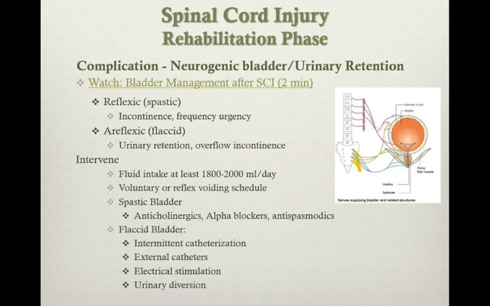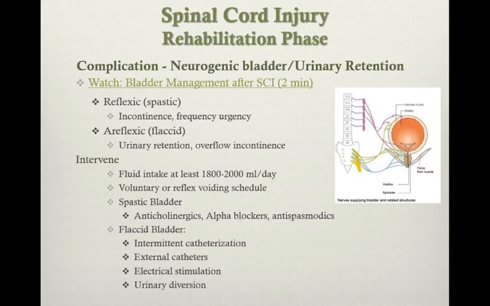Neurogenic bladder, urinary retention. Again, there is a quick bladder management video to watch. We don't want patients with neurogenic bladders to avoid drinking. They still need adequate fluid intake, but you could put them on a voiding schedule if they have it. So neurogenic bladders could be spastic or flaccid or a period of both. For spastic bladders, we would decrease the bladder spasms with anticholinergics, antispasmodics. With a flaccid bladder, the patient may be on an intermittent catheterization schedule.